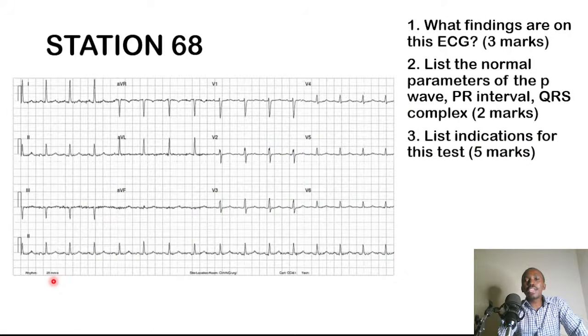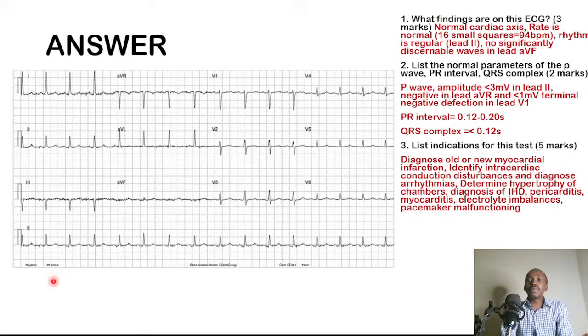So here's the last station on the ECG, and just to quickly run you through this ECG, the findings that we're going to be seeing here, we have a normal cardiac axis. The rate is normal, so it's 16 small squares, so it's about 94 beats per minute. The rhythm is regular in lead 2. There are no significantly discernible waves that we can see in lead AVF. So in AVF, we can't even discern any proper waves here. We can't even find the P waves here.